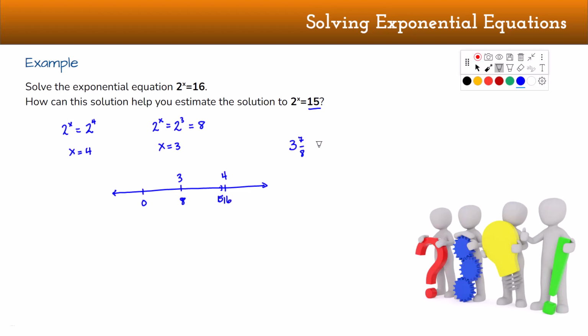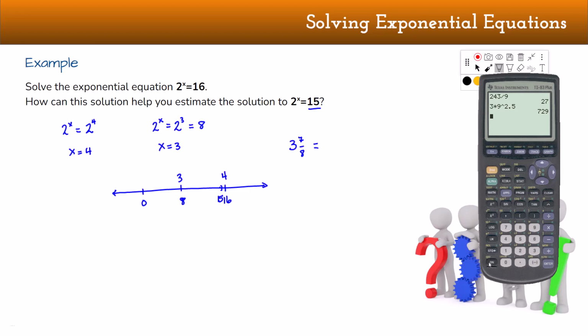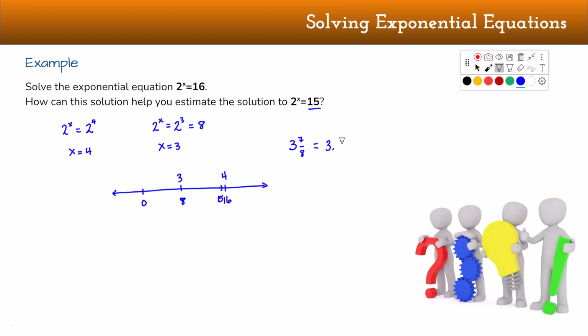And if we wanted to write this as a decimal, I'll just go ahead and throw it in the calculator. And remember, it's an estimate. So 7 divided by 8, that's 0.875. So we can say this is 3.875. And that would be a way of estimating solutions.